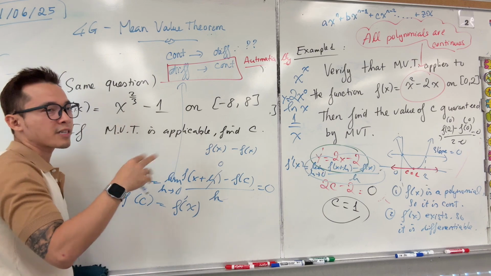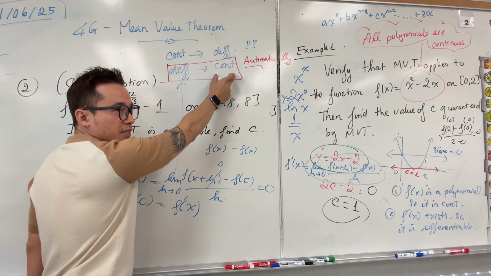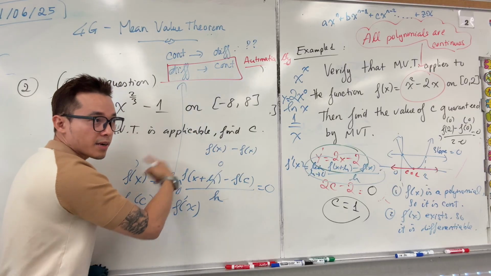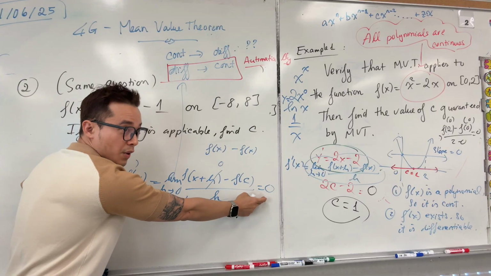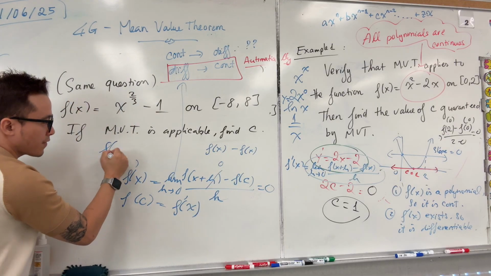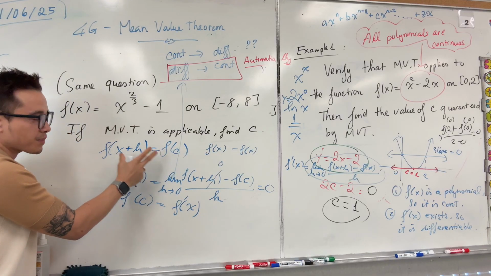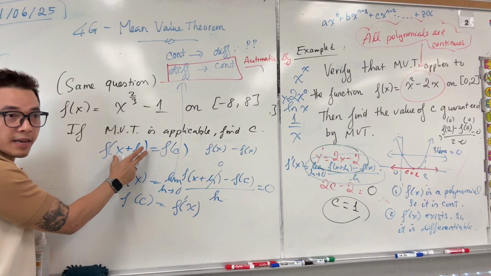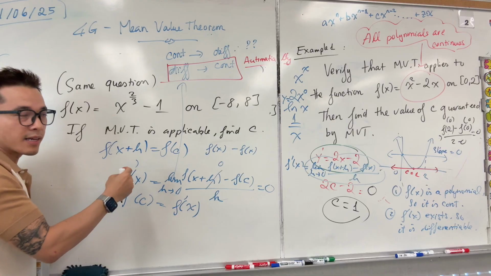Okay, you don't need to understand it. Just remember differentiable, automatically continuous. Something to do with the formula, because when you have derivative, that means this whole thing here will go to zero, and that means the top is zero. So that means f of x plus h equal to f(c). This is showing you that the limit of the left equal to the limit of the right and equal to the limit of the point. Okay?